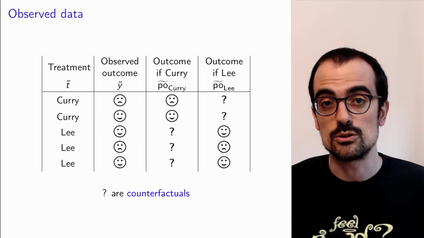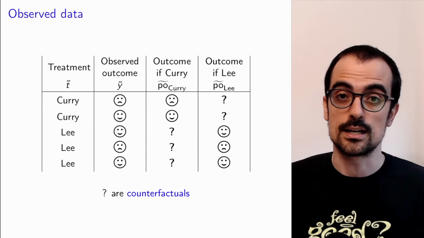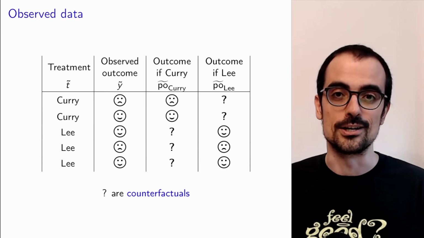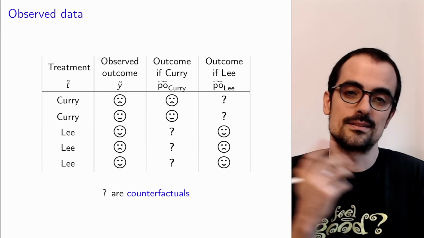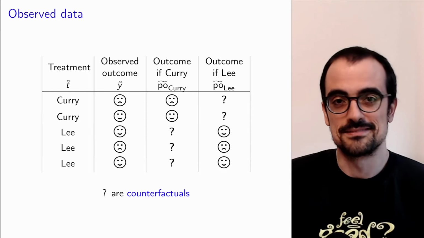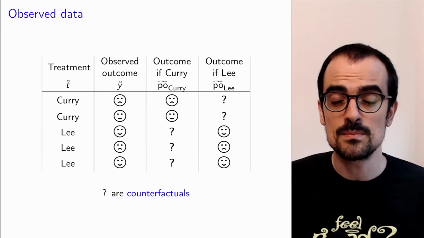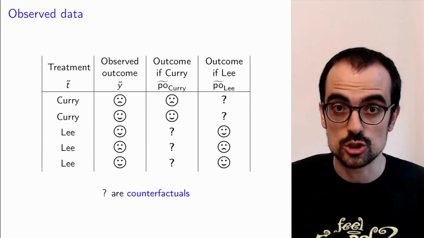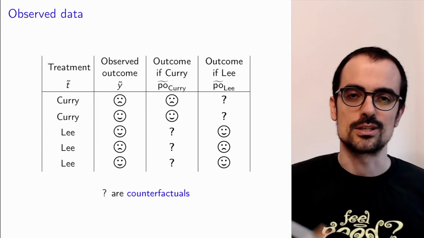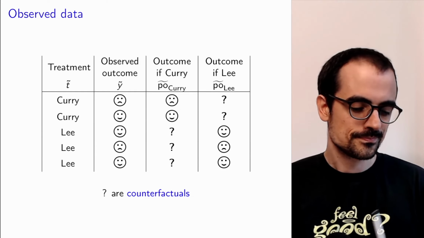Those are called counterfactuals in the causal inference lingo. And they're counterfactuals because they're against reality. Lee didn't take the shot, but still it's important to define them so that we can actually define the causal effect that Lee is a better shooter than Curry.